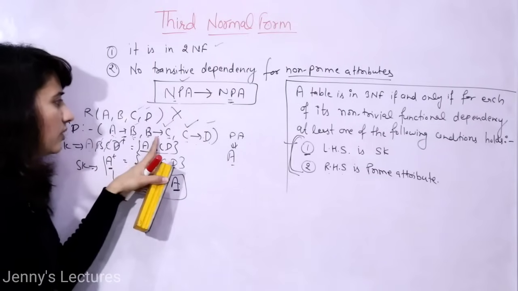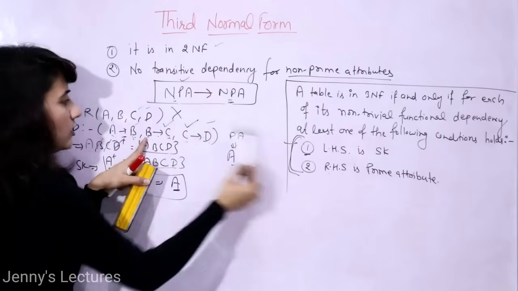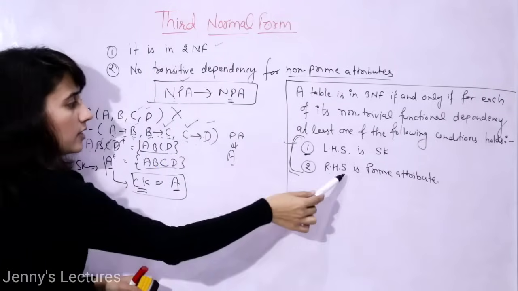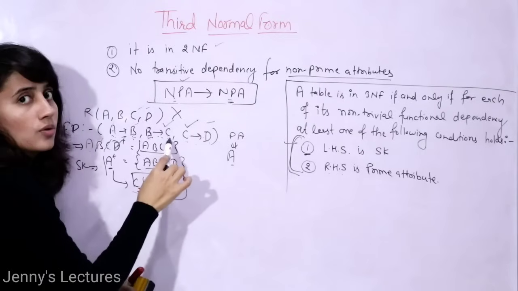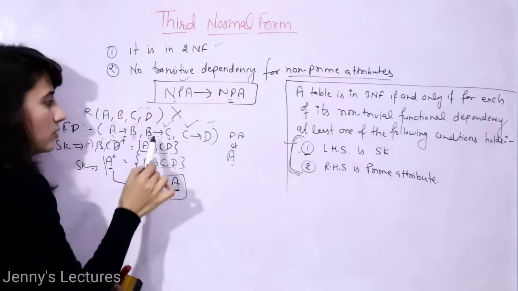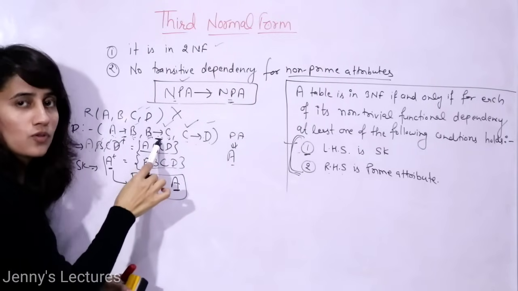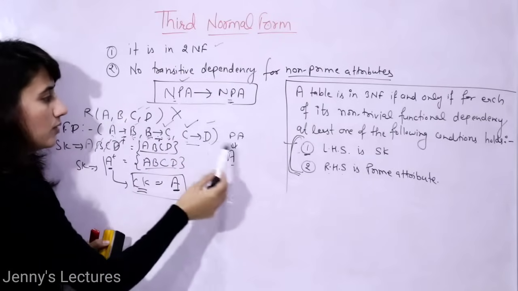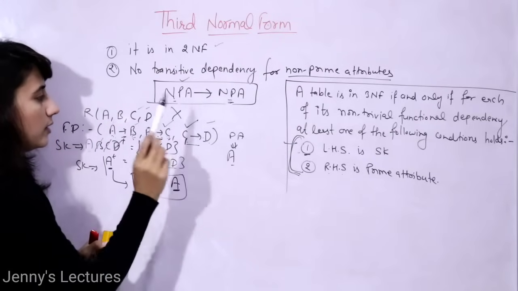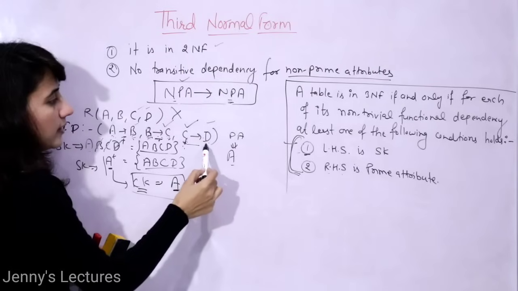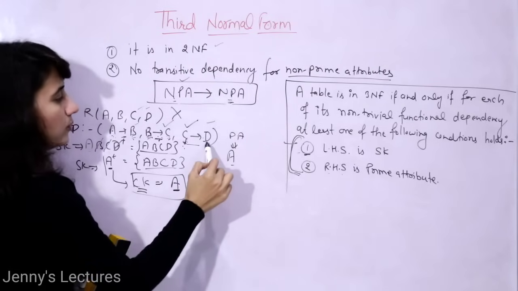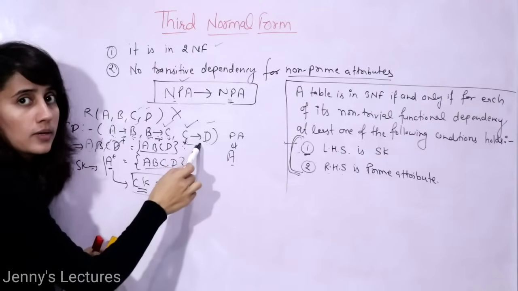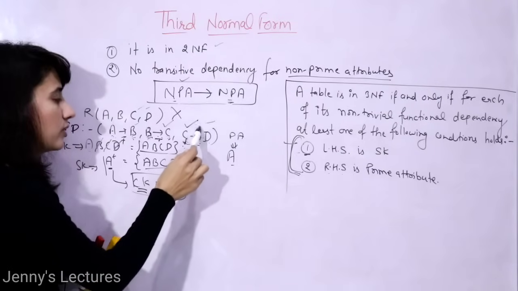So check the second functional dependency. Left hand side, is it super key? No, B is not super key. Now check the right hand side. Is the right hand side a prime attribute? No. So neither this nor this one holds for this functional dependency. So this is a transitive dependency. This is also, because checking the left hand side, is it super key? No. So now the right hand side is D, is it a prime attribute? No. So neither this nor this one is holding here, right? Now it is also a transitive dependency.